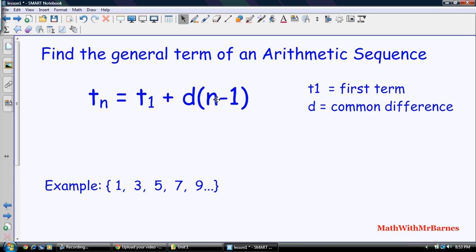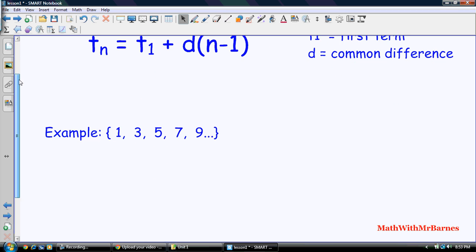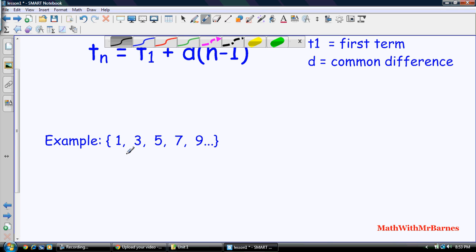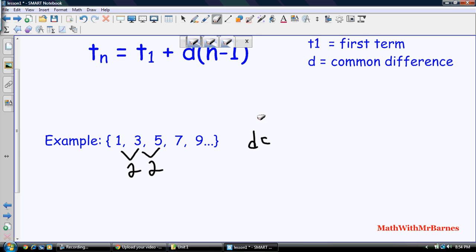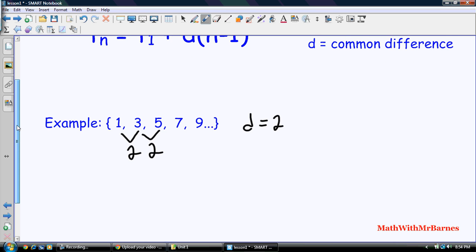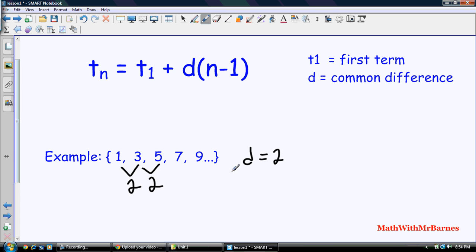All right, so let's use this as an example. When we subtracted these terms, we found 2. So that's our D value, our first level difference, our common difference, whatever you want to call it: D is equal to 2. Now guys, in the notes you might have seen this written with A instead of T1. It means exactly the same thing; I just used T1 instead of A, which is common.